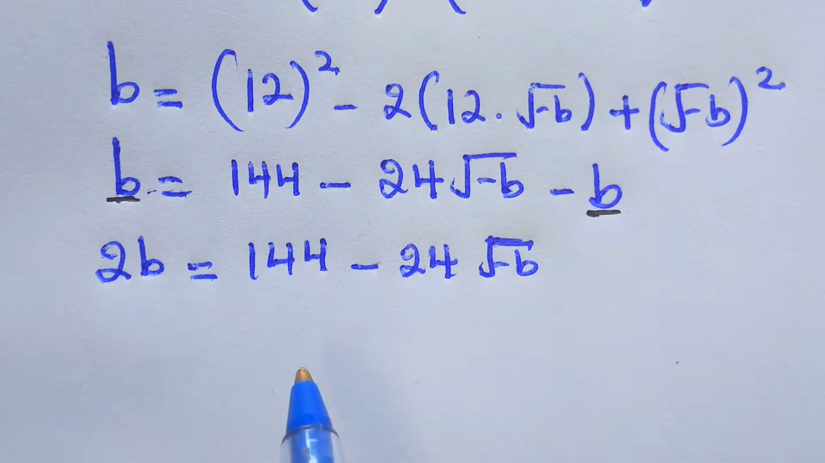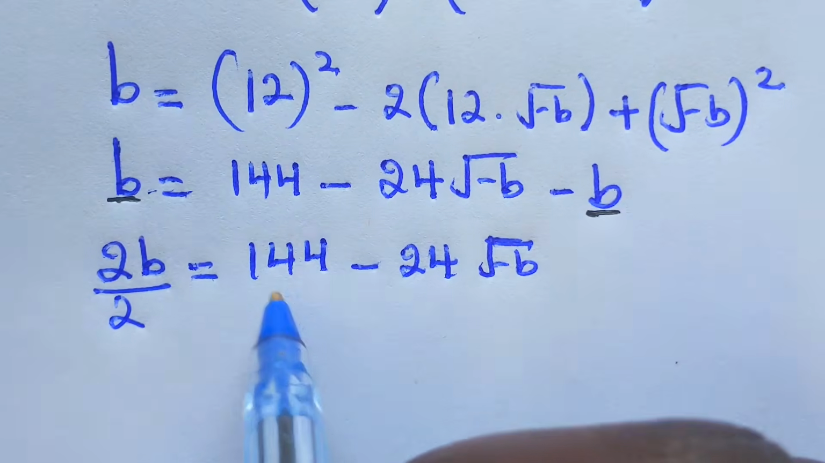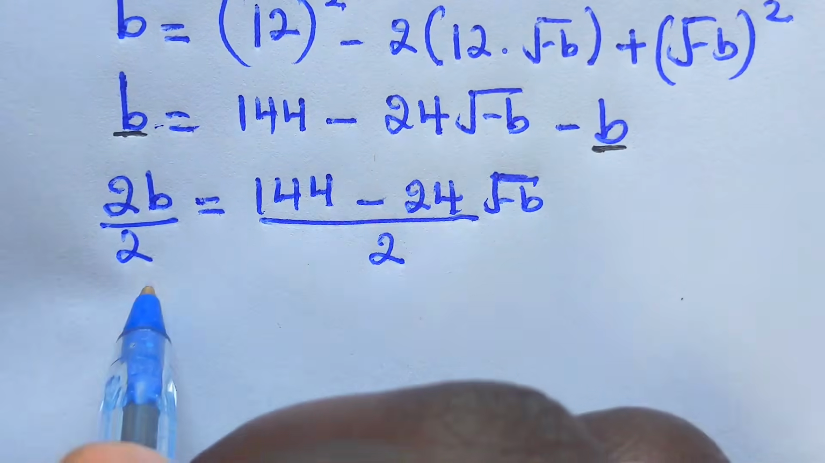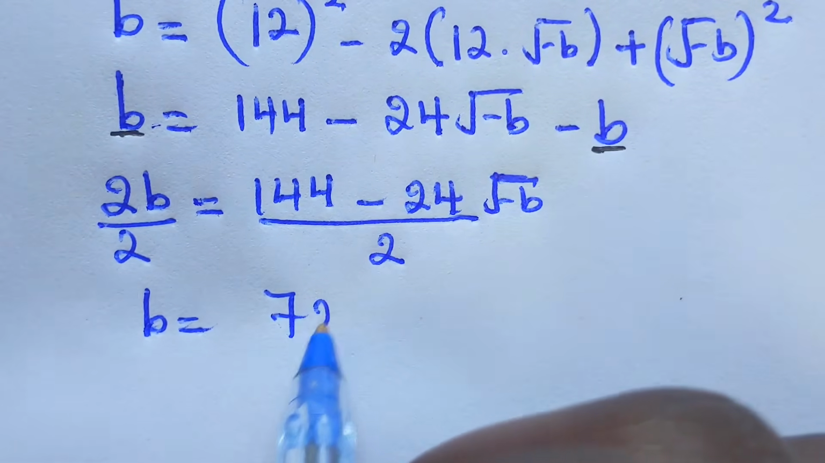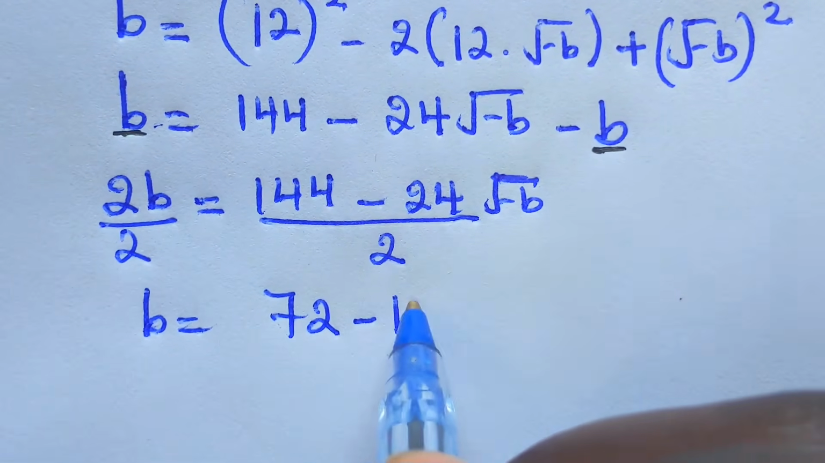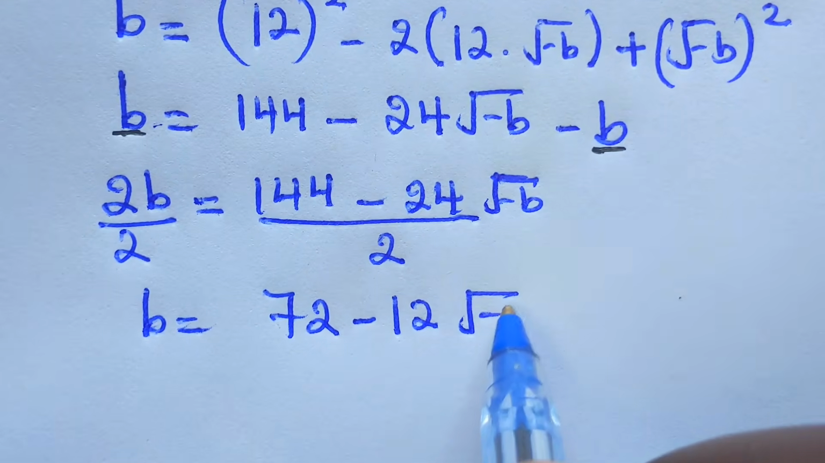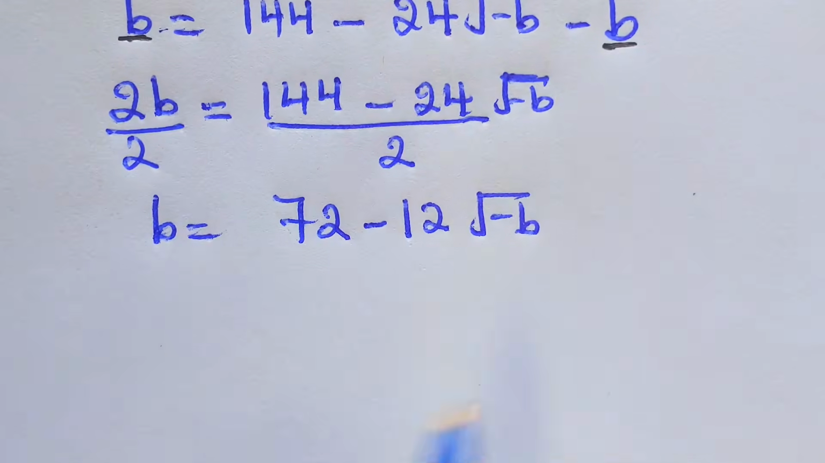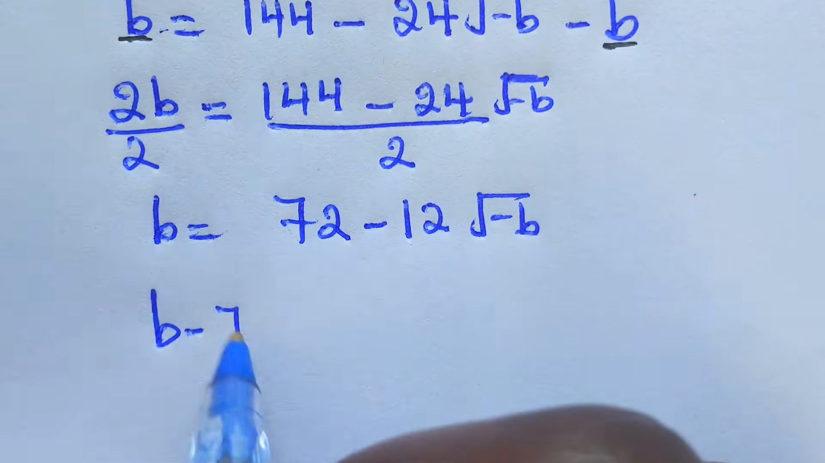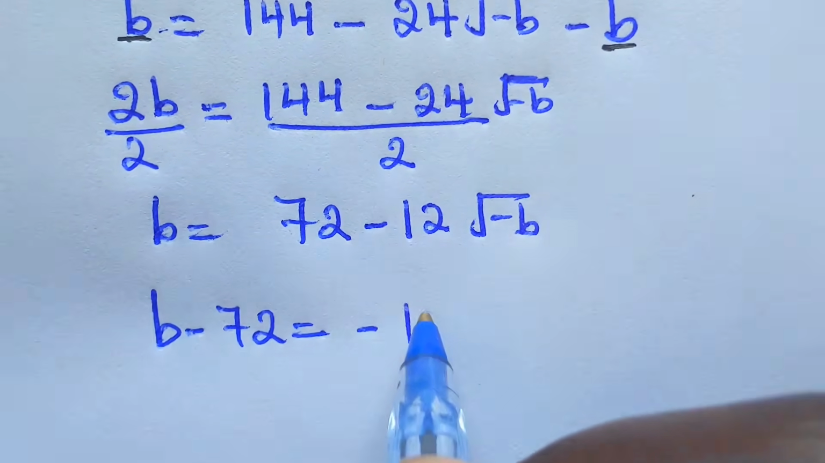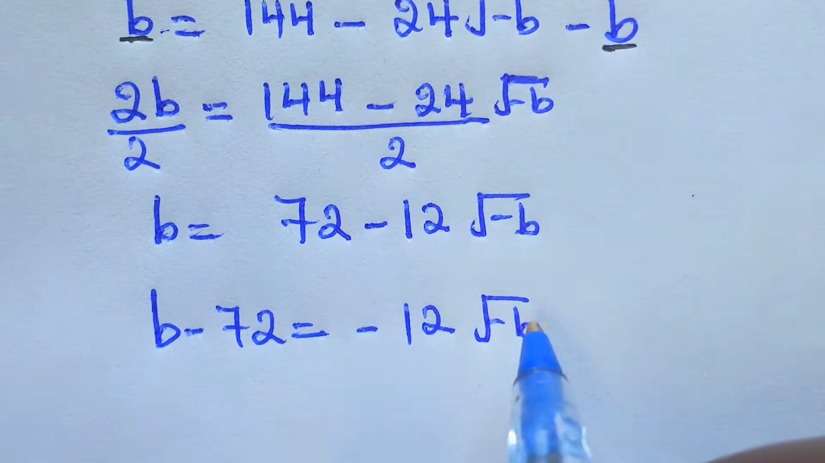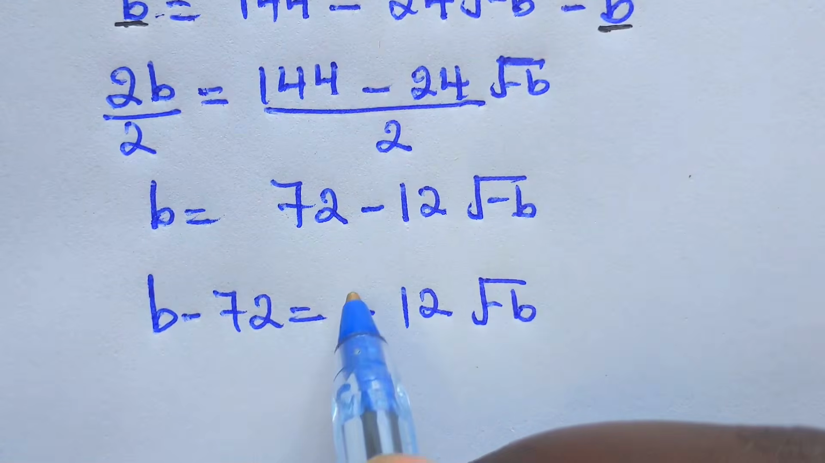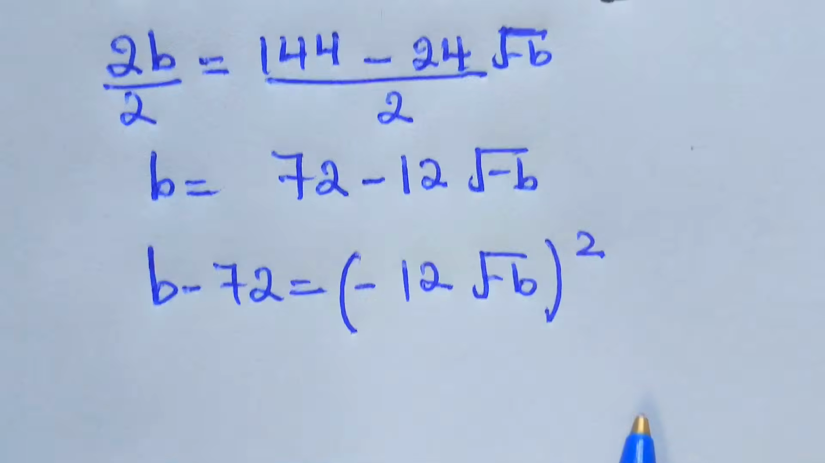At this stage you have to divide both sides by 2, so we get b equals 72 minus 12 square root of negative b. Then b minus 72 equals negative 12 square root of negative b. At this stage we want to remove the square root, so we have to square both sides.